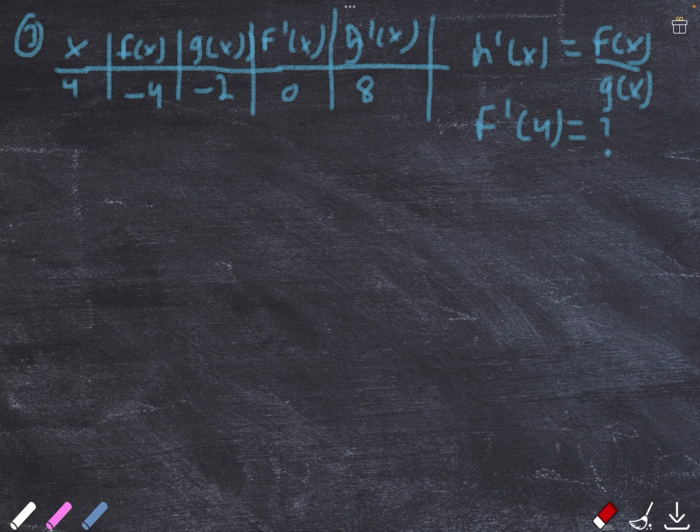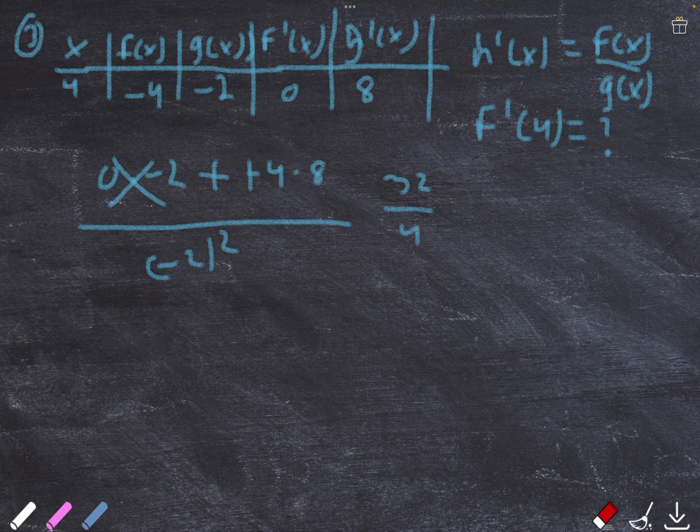So now this is going to be our third equation, and it's relatively simple. It's nearly identical to the first one. We're going to take the derivative of f prime because it's on the top. So it's going to be 0 times g of x, which is negative 2, minus negative 4 times 8. So this is going to be a plus, over g of x, which is negative 2 squared. 0 times negative 2 doesn't even matter, it's ruled out. So it's going to be 32 over 4, which is equal to 8.